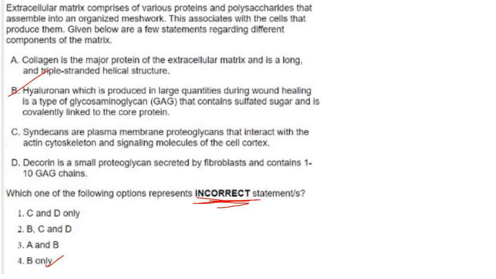Now we will see C. Syndecans are plasma membrane proteoglycans that interact with the actin cytoskeleton and signaling molecules of the cell cortex. That is correct. Decorin is a small proteoglycan secreted by fibroblasts and contains 1 to 10 GAG chains. That is also correct. So which is the option that is not correct? Only B. Answer is option 4.